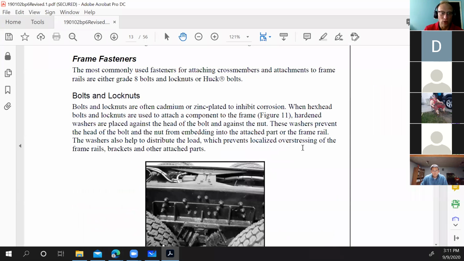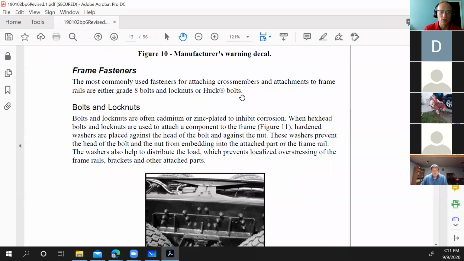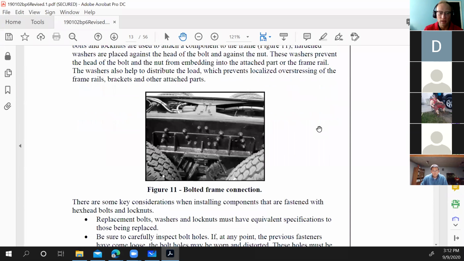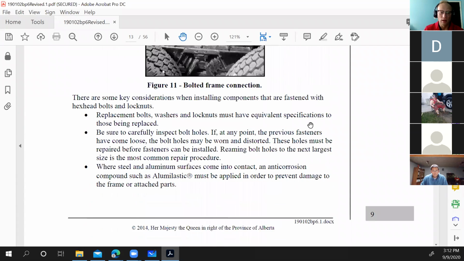It's very important to follow. We talked about these already, or someone brought them up. Huck bolts, so frame fasteners. The most common ones you're going to use are just grade 8 bolts, okay? The other ones you're going to see typically from the manufacturer are Huck bolts. It's a brand of locking bolt. They're a lot like a rivet or a collet rivet, okay? They hold really, really tight and they almost never loosen off, okay?